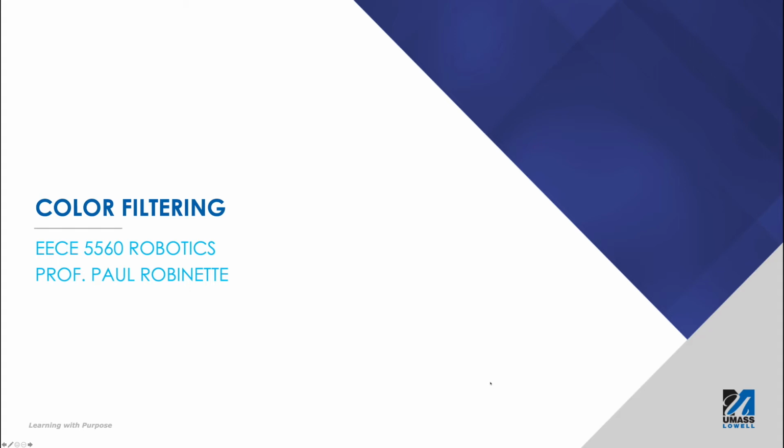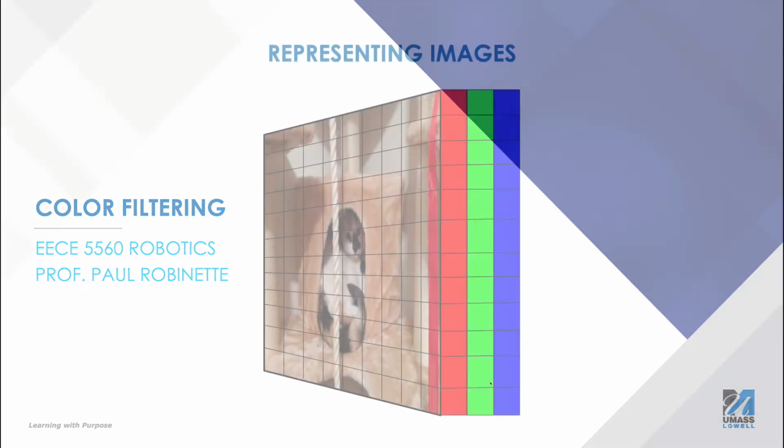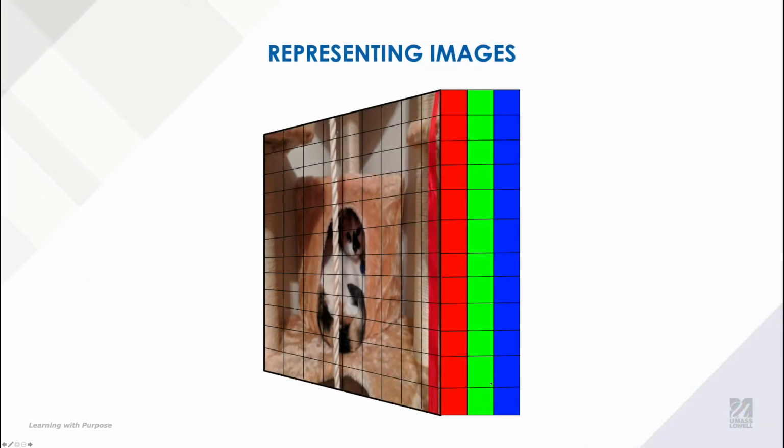In this video, we're going to talk about how to process images such that you can extract different objects from them based on their color. So we've talked before about how to represent images, where images are really just three-dimensional matrices, a dimension for width, a dimension for height, and a dimension for color. And typically this color dimension has three different components in it, a red component, a green component, and a blue component. You might ask, why these three components?